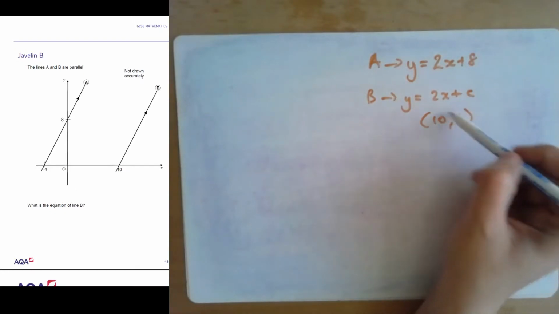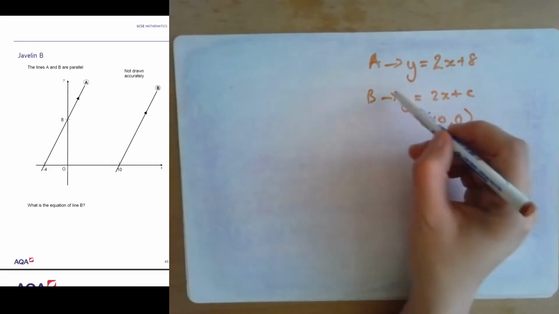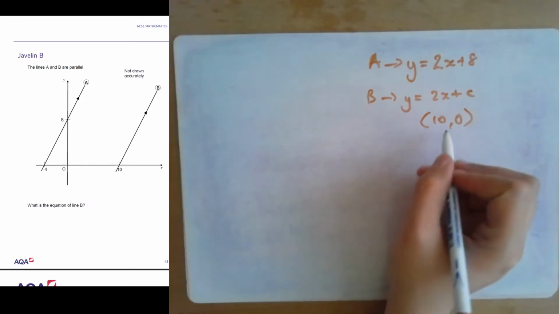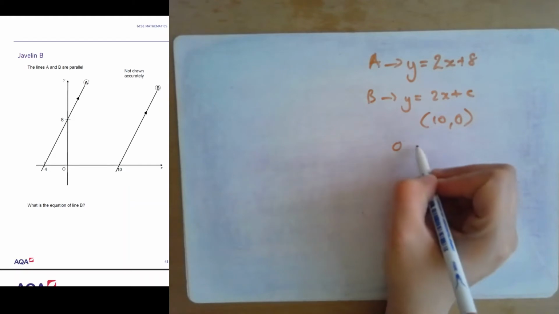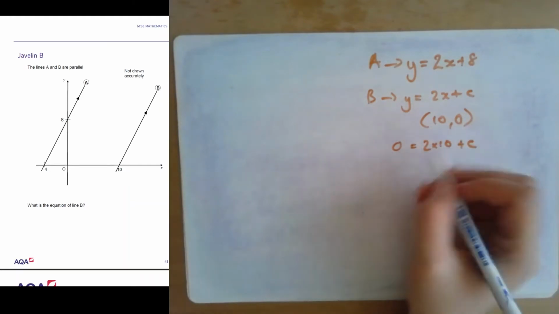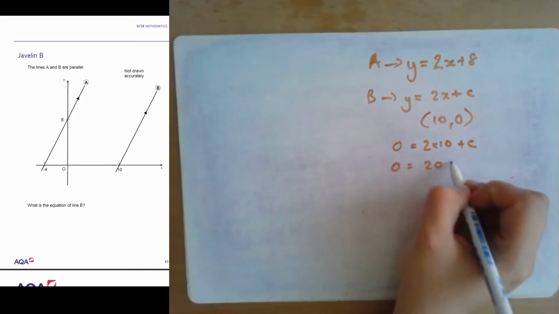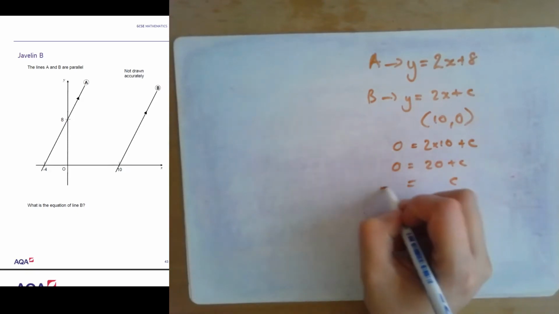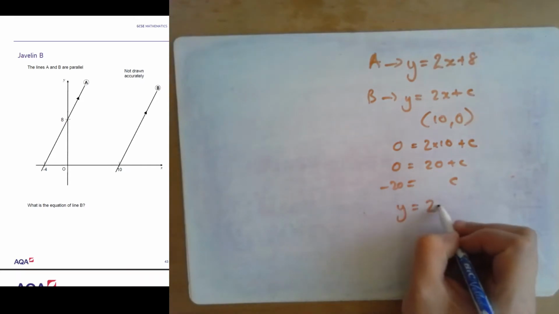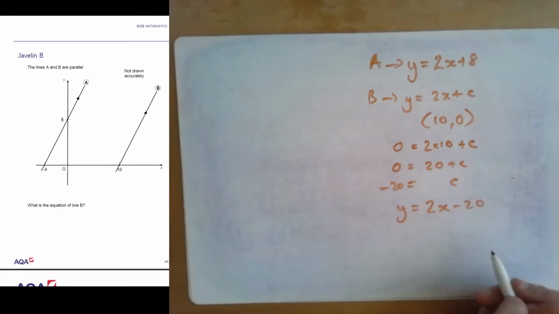So all I need to do is substitute this into this equation, and then I can actually find out what the equation is. So instead of this, I'm going to have 0 equals 2 times 10 plus c. Okay, so 0 equals 20 plus c. c is equivalent to negative 20. So B must be 2x take away 20.